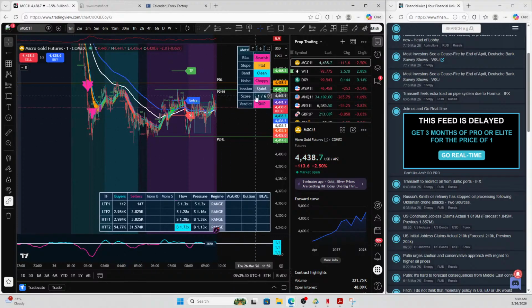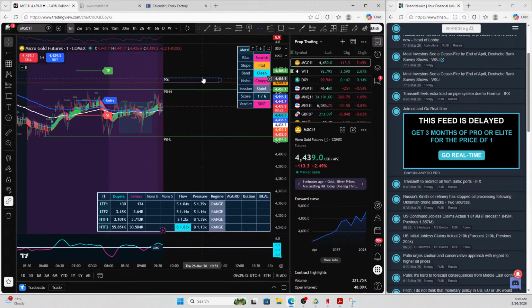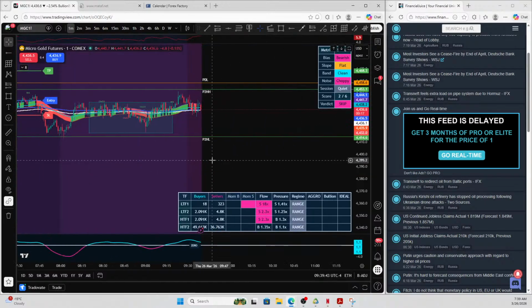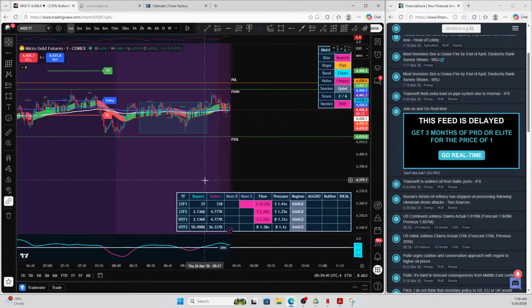Price is kind of in this range. There's no real direction in the market. We don't really see any volume helping us to take the trades. So yeah, we'll just wait for now.